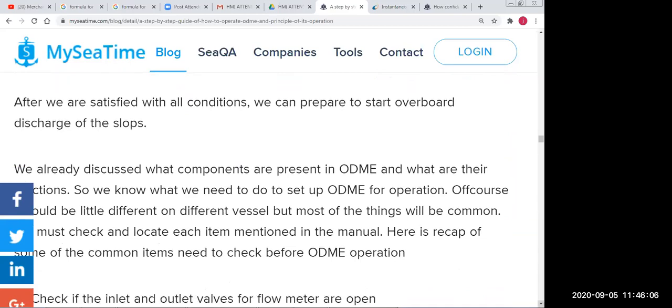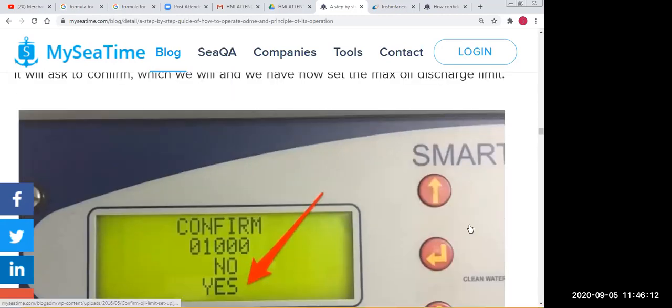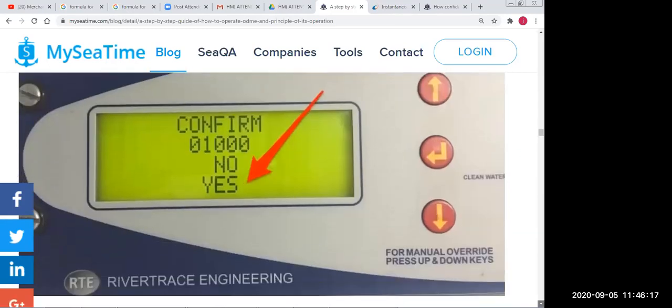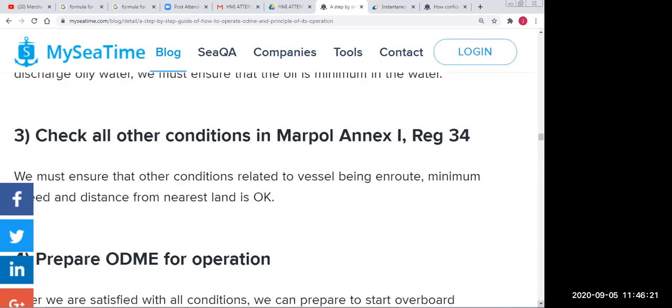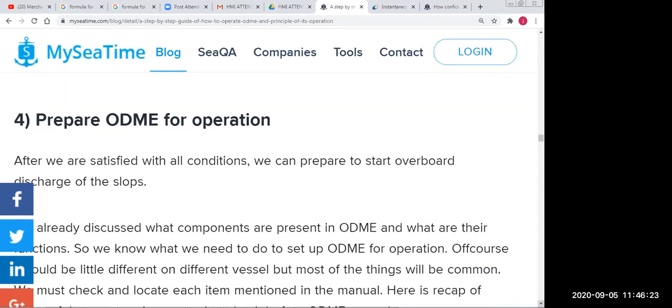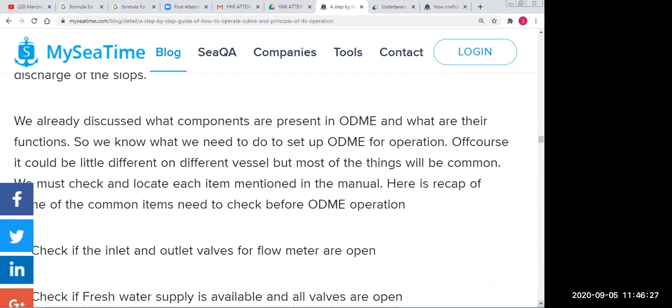We can open that overboard discharge also. We have to open manually. Like this, here there will be a button with the line showing to press open or close the overboard discharge. Then all other conditions are satisfied.